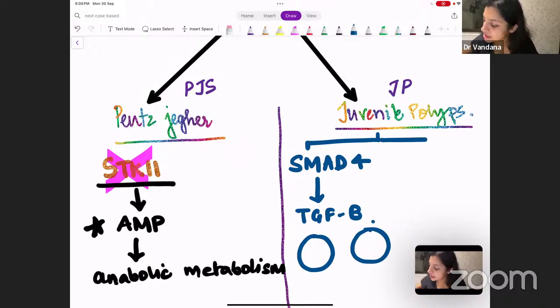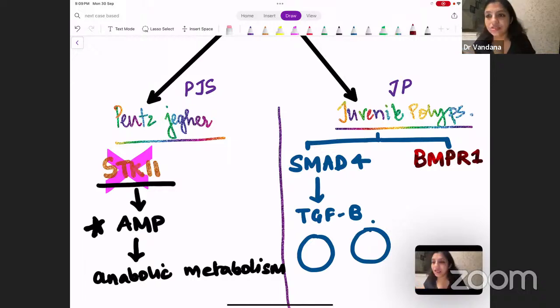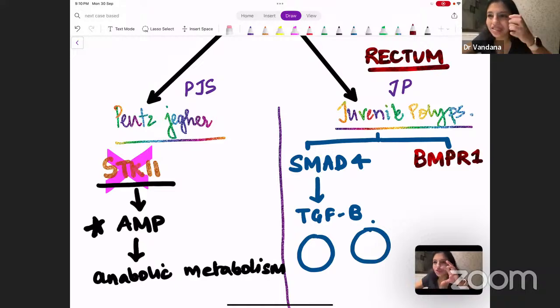Apart from that, there is a recent gene which has been found here, called BMPR1, bone morphogenetic protein receptor 1. Again, this is another mutation which is found in juvenile polyps. Juvenile polyps can be sporadic. Whenever they are sporadic, they are usually single and present in the rectum. They are then called retention polyps. But when they are familial, that is, they have the mutations involved here, SMAD4 or BMPR1, then they are in hundreds to thousands in number, and you will require colectomy. You will have to remove the colon to make the patient better.